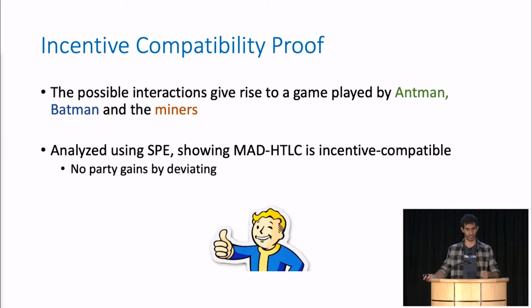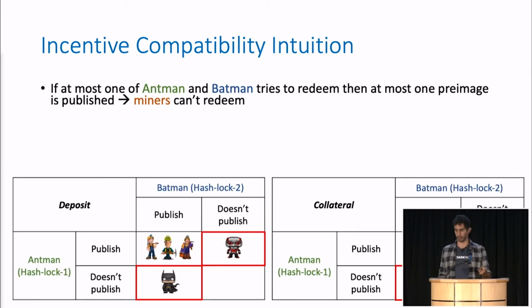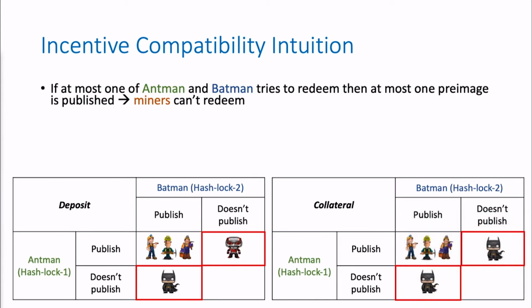And we show this is indeed incentive compatible, meaning no party gains by deviating. Or in other words, you don't have an incentive to attack. Quick intuition about this. If at most one of Ant-Man or Batman reveals a pre-image, then the miners can't redeem the contract themselves, okay? Because only one of the pre-images is revealed. The third option is not available, resulting in either Ant-Man or Batman getting the tokens as intended in the correct execution of an HTLC. Okay, this is described here in the red squares.